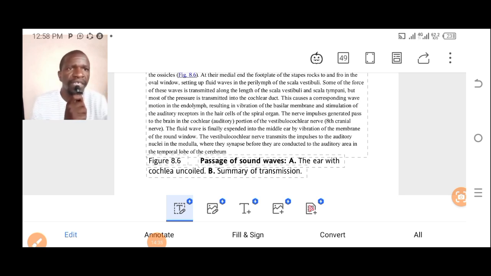The nerve impulse is generated and passed to the brain in the cochlear auditory portion of the vestibulocochlear nerve, which is the 8th cranial nerve. The fluid wave is finally expended to the middle ear by vibration of the membrane of the round window. The vestibulocochlear nerve transmits the impulse to the auditory nuclei in the medulla, where it synapses before it is conducted to the auditory area in the temporal lobe of the cerebrum.